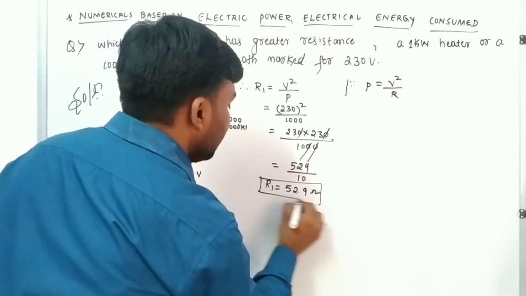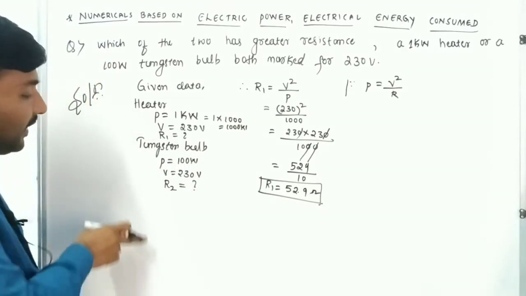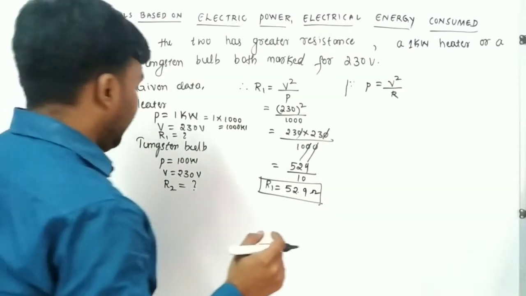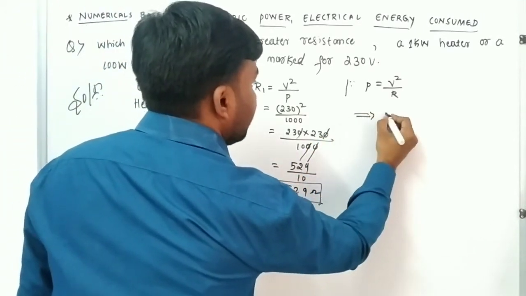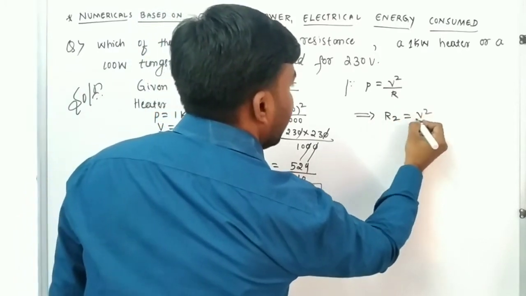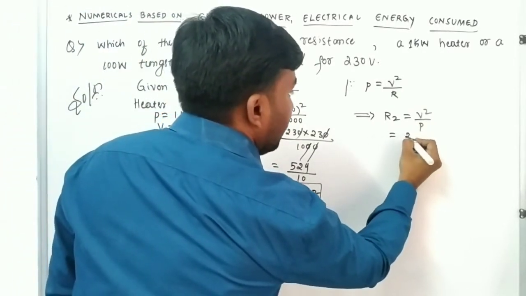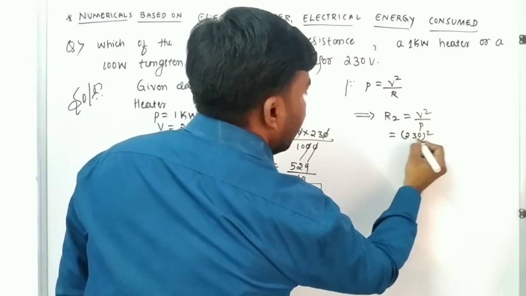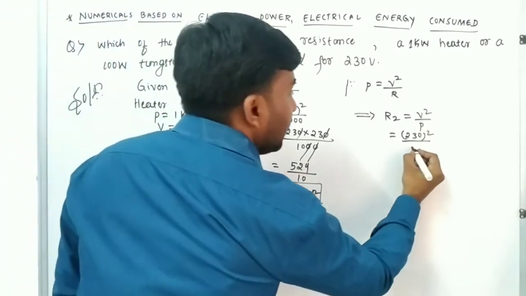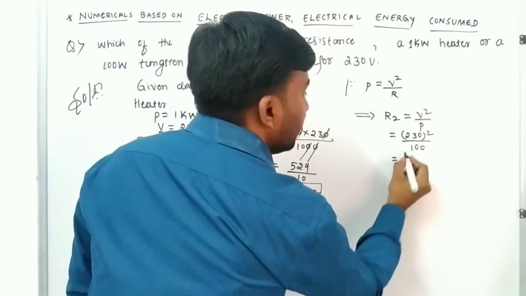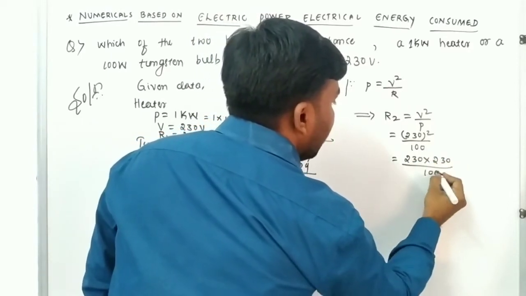So the resistance for the heater is 52.9. Now we have to calculate the resistance for the tungsten bulb. This implies that R2 is equal to V square divided by P, which is equal to 230 square divided by P. Power for the tungsten bulb is 100 watt. So this is equal to 230 into 230 divided by 100.